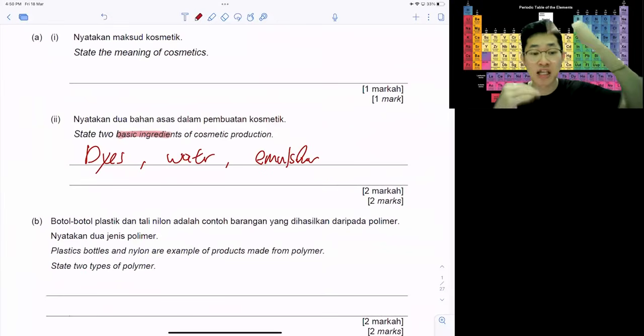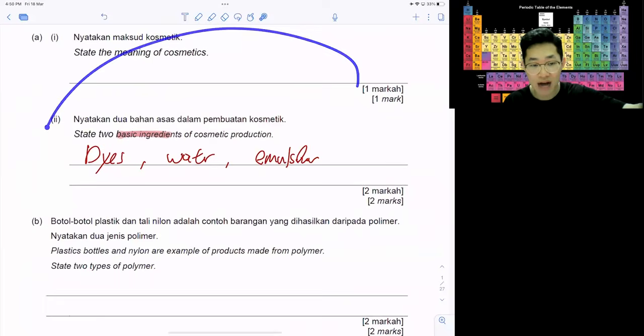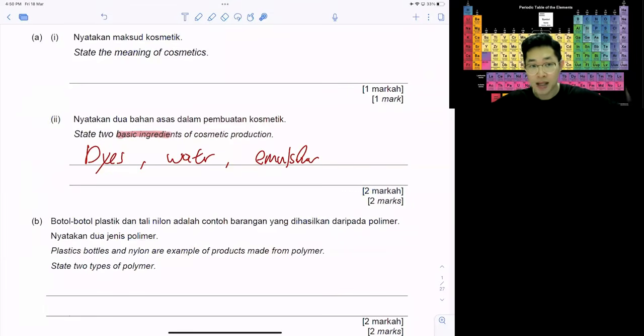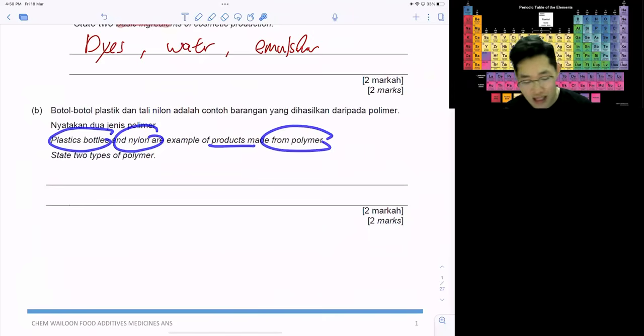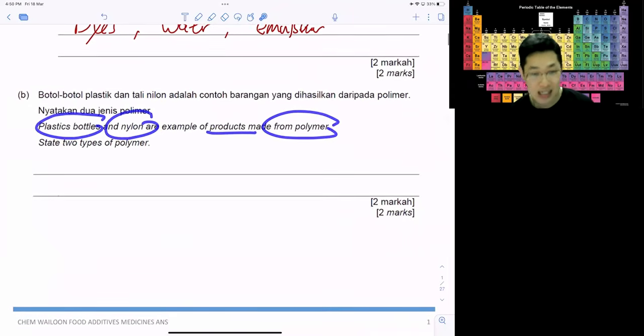Later, I will straight away give you the answers. Questions with answers so you can just read. And then I also will prepare another set that you can do yourself. All are past years. You will see a lot of examples inside. And then plastic bottles and nylon are examples of product made from polymer. This one, I think we will do in the next class.